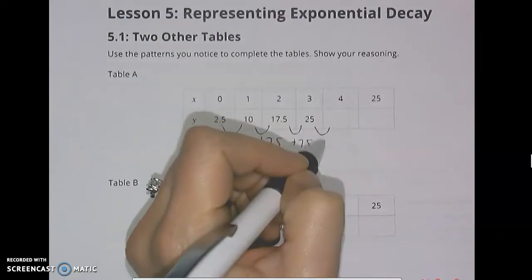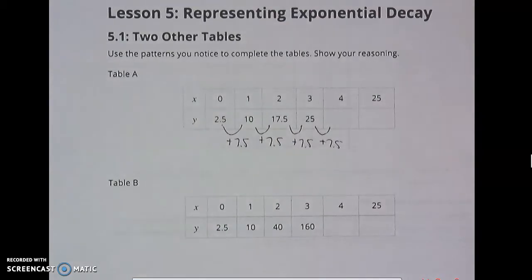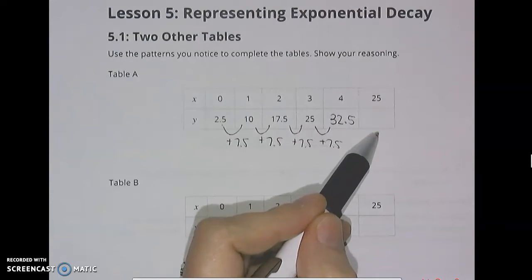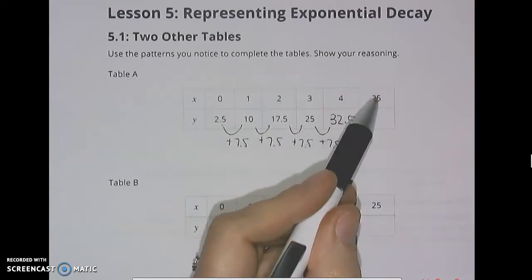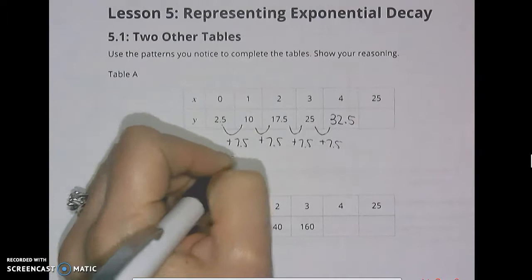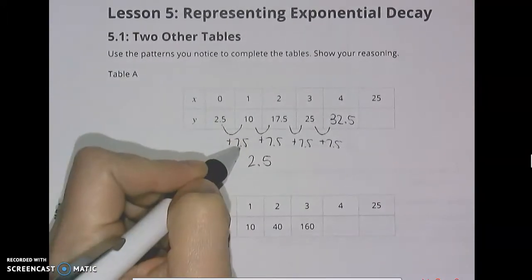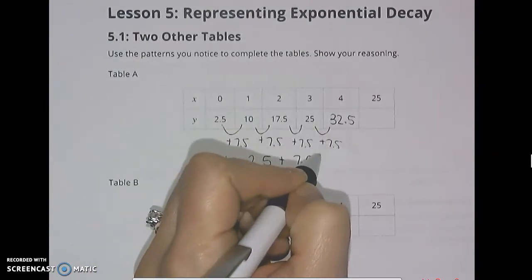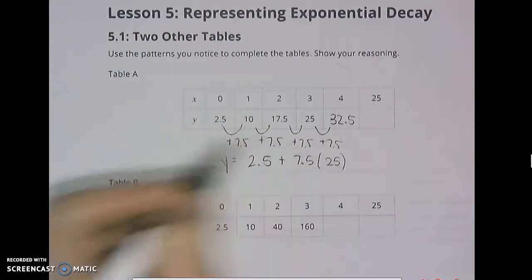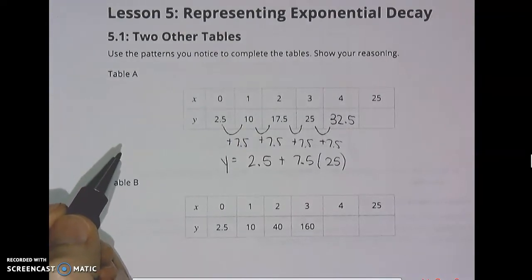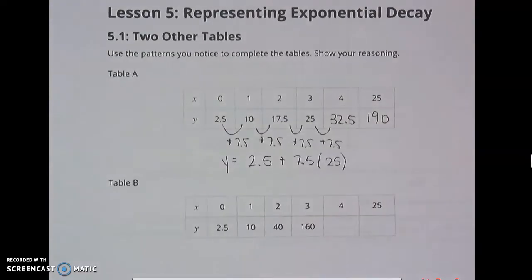So to get to 4, we add 7.5 there, and we get 32.5, which is good. Now, we can't just add another 7.5 there because we're jumping from 4 to 25. So if we come up with what's happening in this situation, our starting value is 2.5, and we add that same number, that common difference, 7.5, and then we multiply that by our 25. That's the term number that we have going on there. When we do those calculations, we get 190.